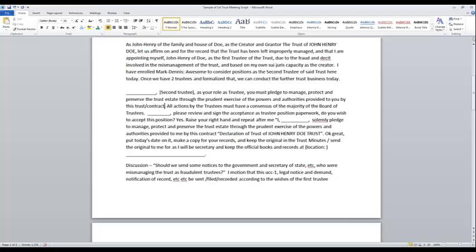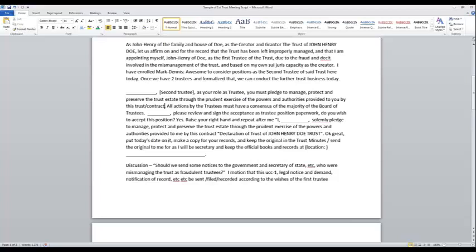All actions by the trustees must have a consensus of the majority of the Board of Trustees. Mark Dennis Awesome, please review and sign the acceptance as trustee position paperwork, which is a one-page acceptance that they're accepting that role. Do you wish to accept this position? They will say yes. Then raise your right hand and repeat after me.